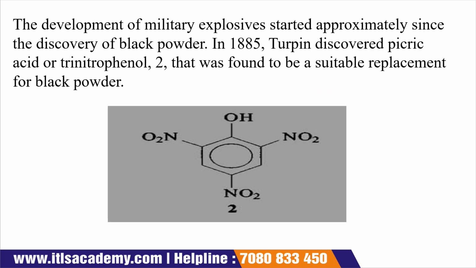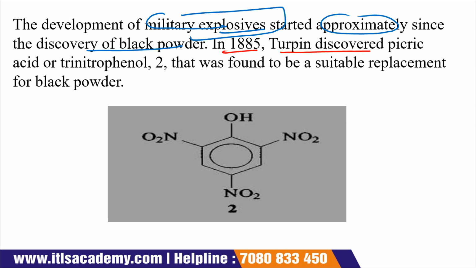The development of military explosives started approximately with the discovery of black powder. In 1885, Turpin discovered picric acid, or trinitrophenol, which was found to be a suitable replacement for black powder.